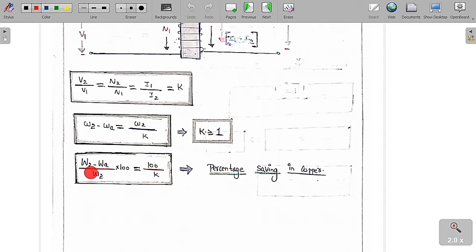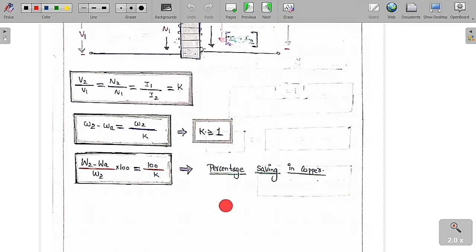And I already told you, if you want to find the percentage amount of copper saved, the percentage copper saved is equal to the copper weight in the two-winding transformer minus the copper weight in the auto transformer, divided by the copper weight in the two-winding transformer, into 100, which is equal to 100 by the turns ratio of the auto transformer. All these things I have already told you.